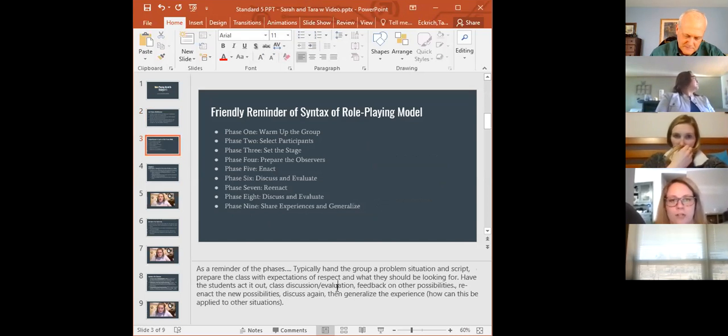So just a reminder of some of the phases. It's really important to provide the script to students so you're not spending half of your class trying to figure out what the situation might be. So come in prepared with that. Make sure you're preparing the observers with their expectations and what you want them to identify to discuss after, which does increase engagement as well, because then they're not just sitting there watching. They have a task to do while the other people are acting.